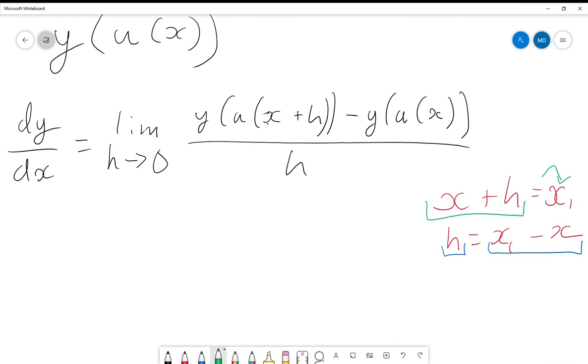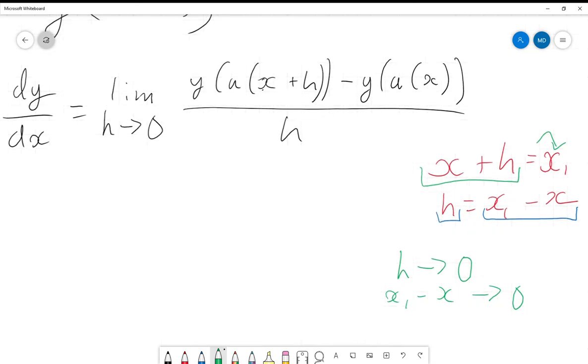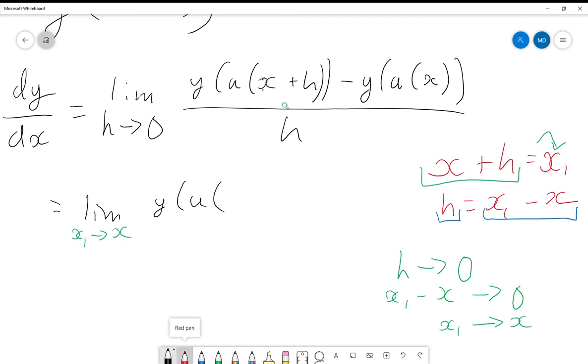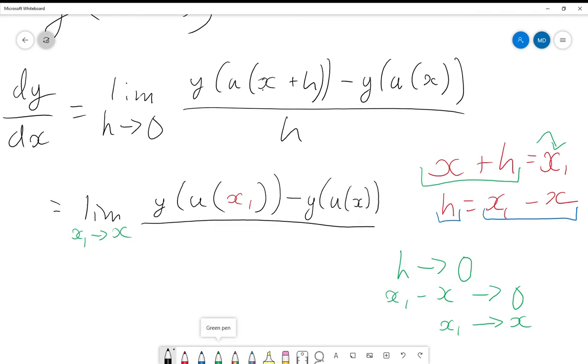But what does that mean? Well, if h tends to 0, that means that x1 minus x tends to 0, which means we're looking at x1 tending to x. So we want to change that limit to x1 tending to x. So let's rewrite this out now. This is now the limit, with the substitution, as x1 tends to x, of y of u of x1 minus y of u of x all over x1 minus x.